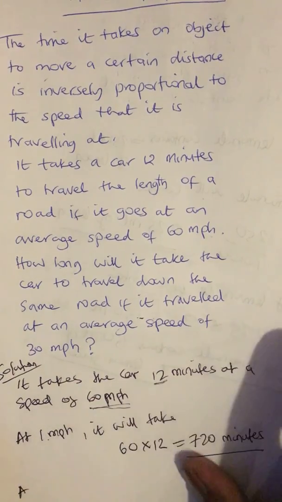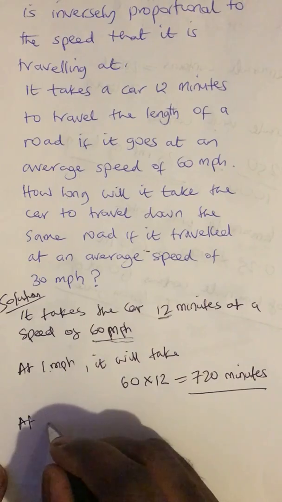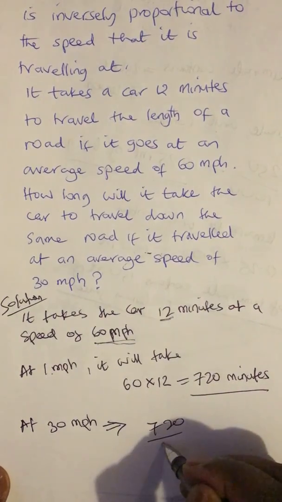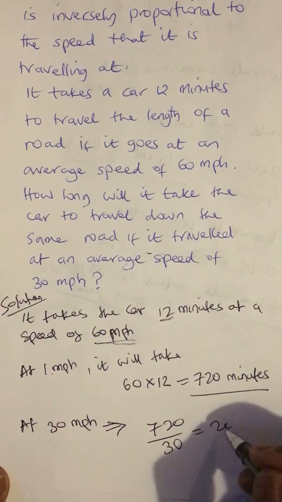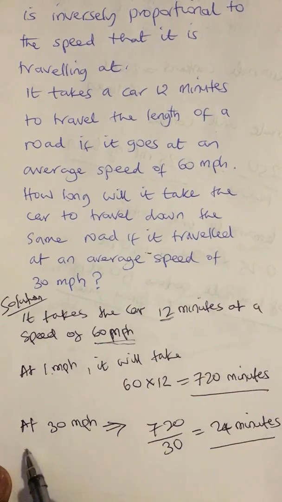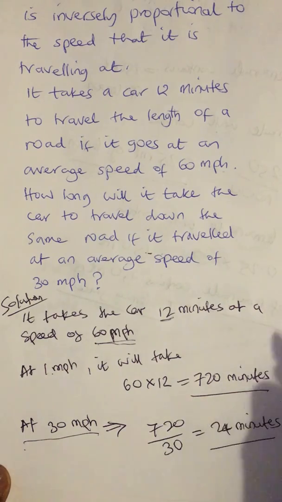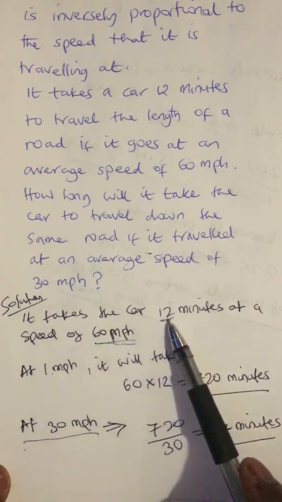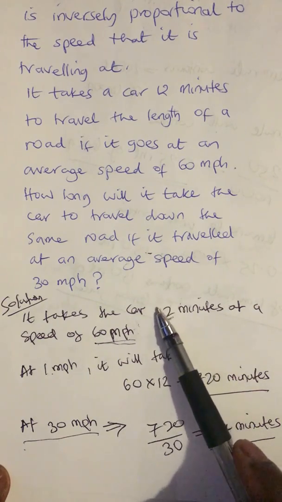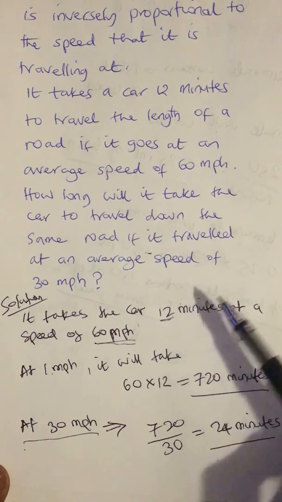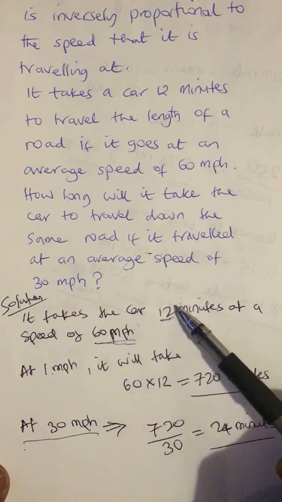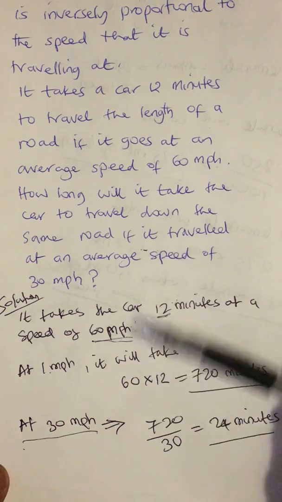So at 30 miles per hour, we have 720 divided by 30, which gives us 24 minutes. Basically what happened is, it takes 12 minutes at 60 miles per hour, so when we reduce our speed, we increase our time. When you divide the speed by 2, you multiply the time by 2. That's the inverse proportionality that we were talking about before, and that's basically what this is all about.